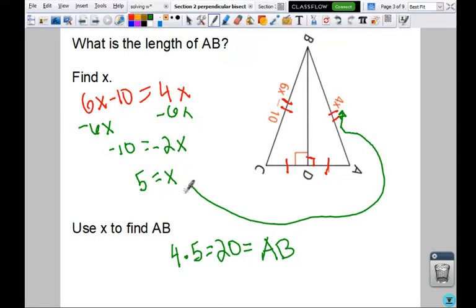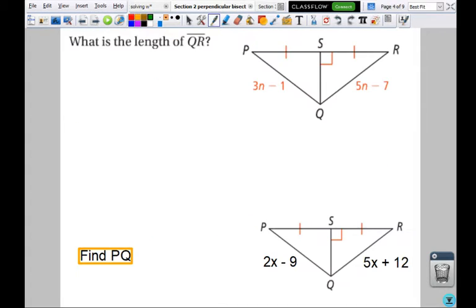I think we're going to do one more of these, then you guys are going to try one. So, I'm going to look at this one, and I'm going to find the length of QR on this picture over here on the right. By looking at it, I have a perpendicular bisector right here in the middle, because I got 90, which makes this 90, and then I have my two congruent pieces already.